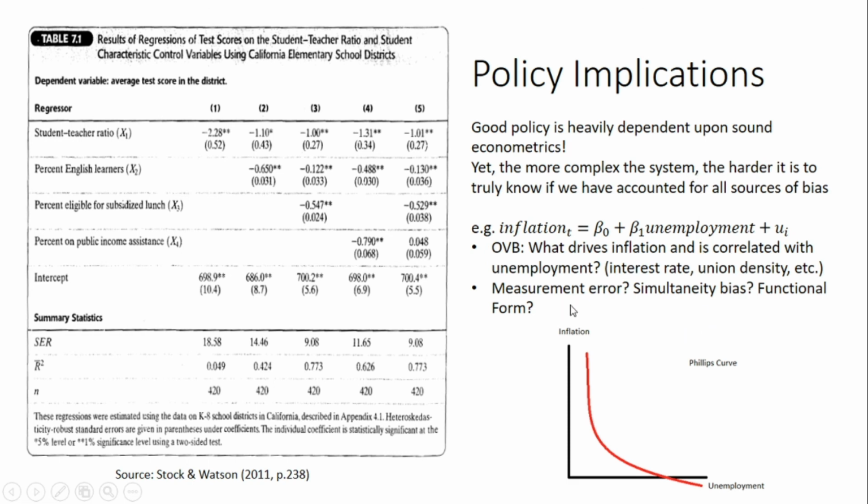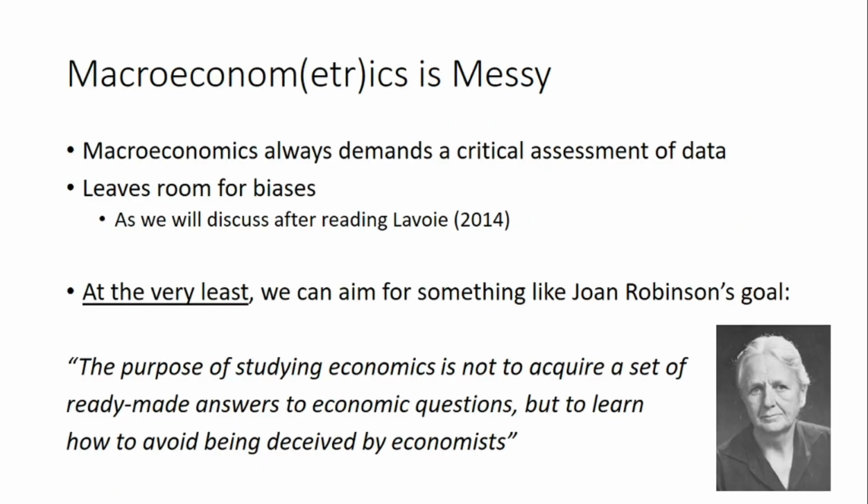Another important one is the functional form. Is the relationship linear, or is it like this, in this sort of non-linear form? I'm not so sure. Okay. In some sense, econometrics and macroeconomics is messy. That's, I guess, one of the big takeaways here. It always demands a critical assessment of data, and due to its nature, it leaves room for biases, as we have seen.